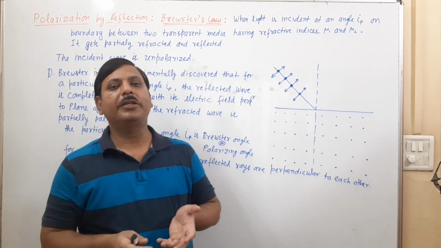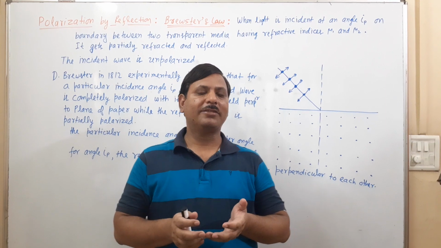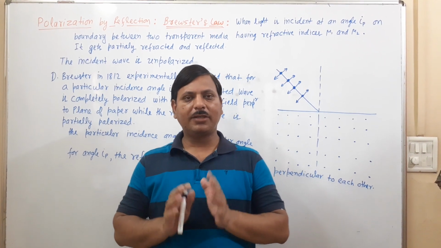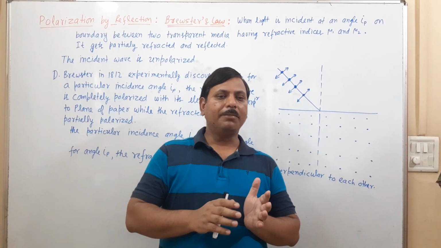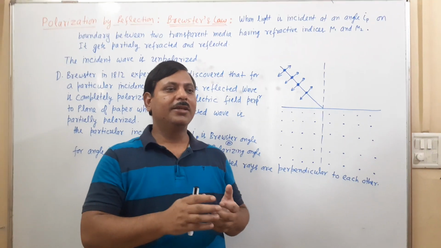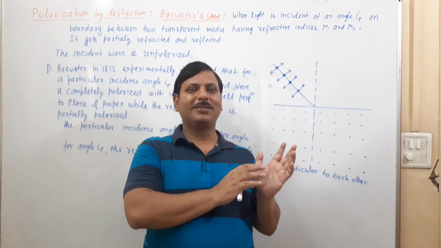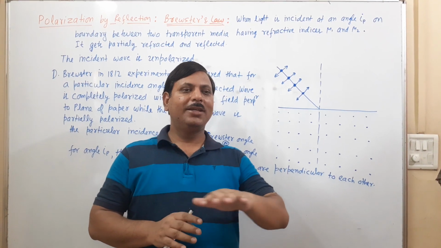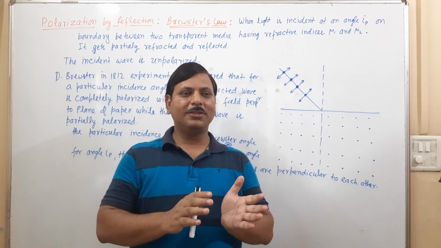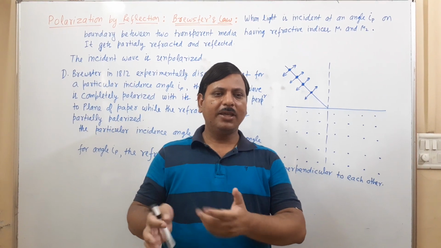Today we will discuss polarization due to reflection and refraction, partial reflection and refraction. Brewster, a scientist, experimentally showed that when light rays fall upon a transparent medium, the light is partially reflected and partially refracted.